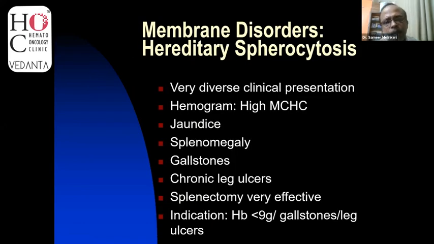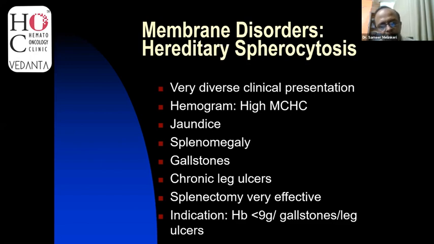This is hereditary spherocytosis, which is one of the commonest causes of membrane disorders of RBCs. It has a very diverse clinical presentation, and most patients present with either severe hemolytic anemia or mild hemolytic anemia, not requiring any transfusions. The classic feature is that on the hemogram, you will have a high MCHC, the mean corpuscular hemoglobin concentration is very high.